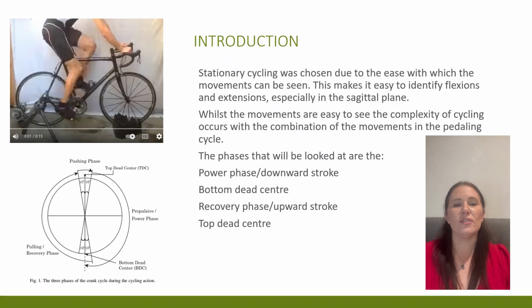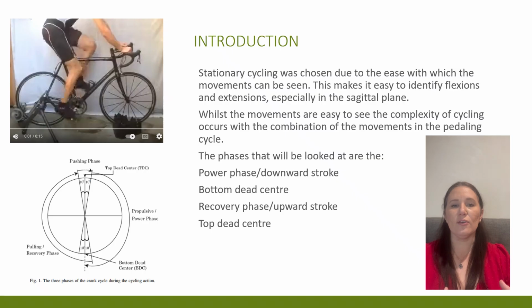Stationary cycling was chosen due to the ease with which you can identify the movements that are seen. It makes it easy to identify flexions and extensions, especially in the sagittal plane. While the movements are easy to see as part of the cycling, the complexity of cycling occurs with the combination of all the movements together in the pedaling cycle.